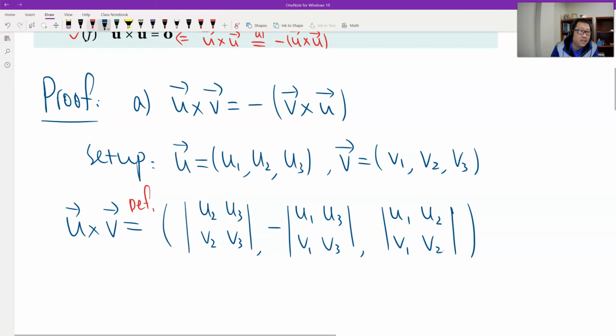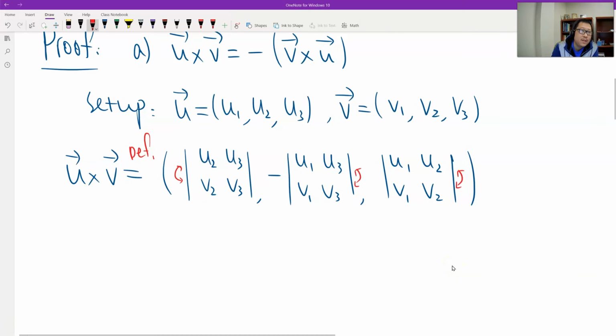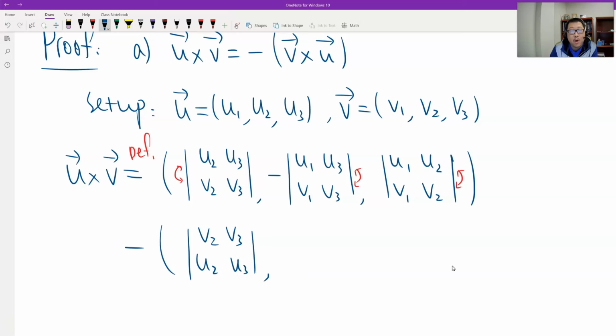See, that's the definition. And then we learn the determinant of a matrix, right? You can see we can switch the order, therefore we get a negative. And the same, we switch the order of these two rows, so V goes to the first and U goes to the second. See, what do we have? We should get the negative of V2, V3, U2, U3. This is the property.